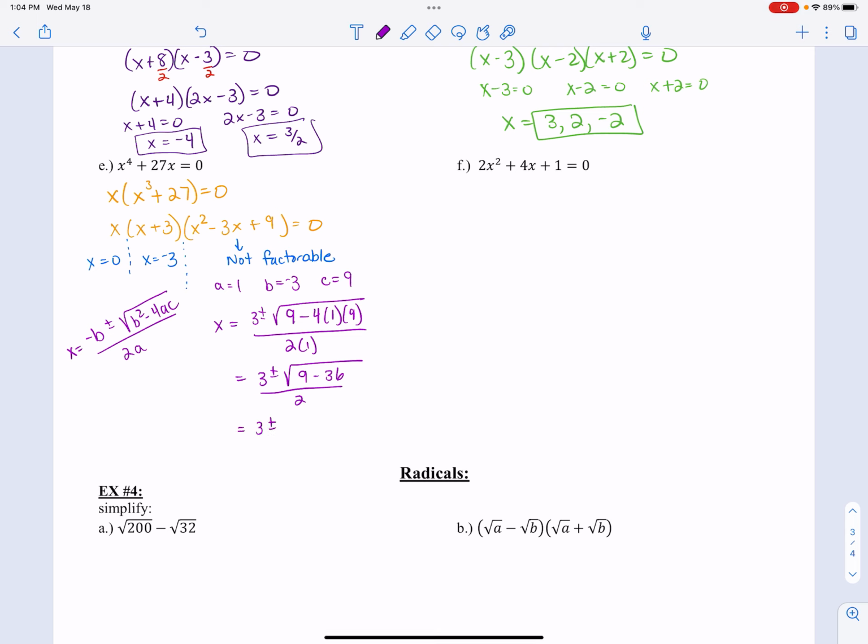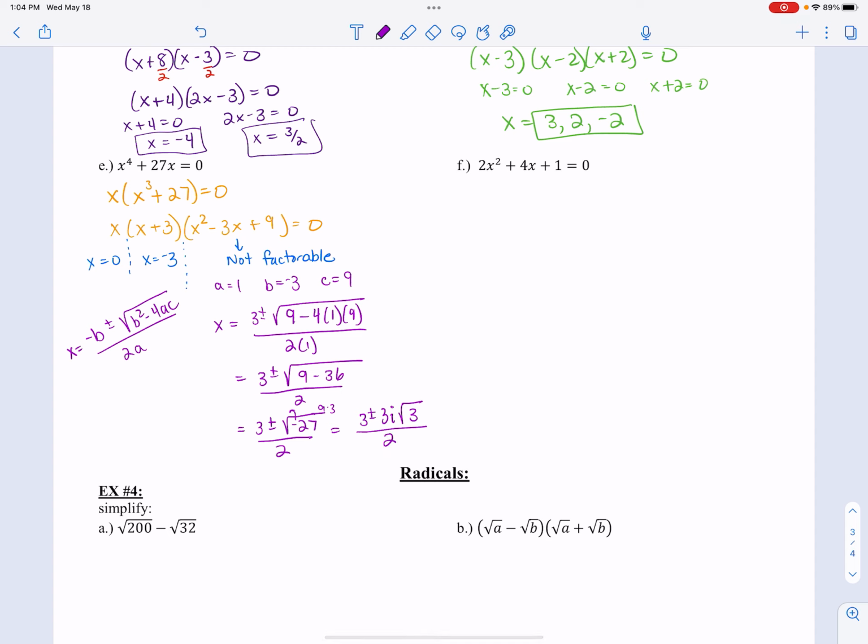9 minus 36, I'm pretty sure is negative 27, all over 2. So I do have a little bit of reducing here. 27 has a perfect square hidden in it, and I'm going to pull out an i. So hopefully you've had some review that the negative is going to be an i on the outside. 27 is 9 times 3. So the square root of 9 is 3, and then that one leftover 3 will be left inside.